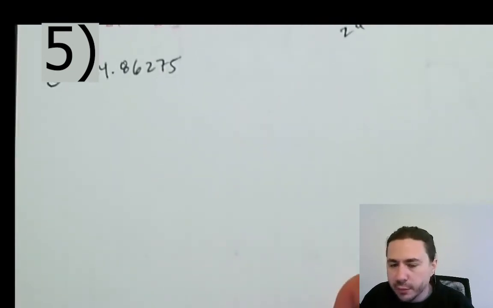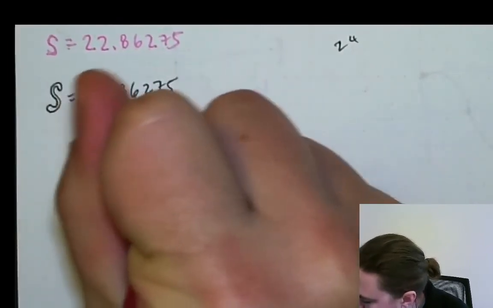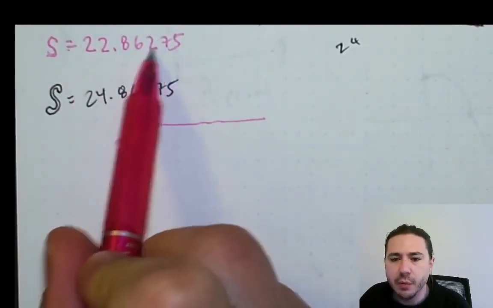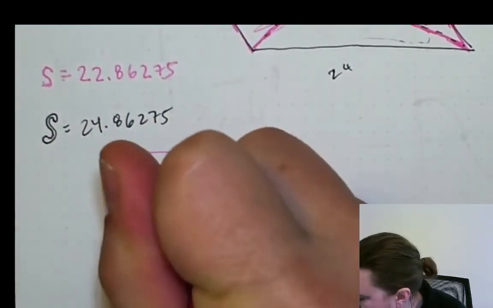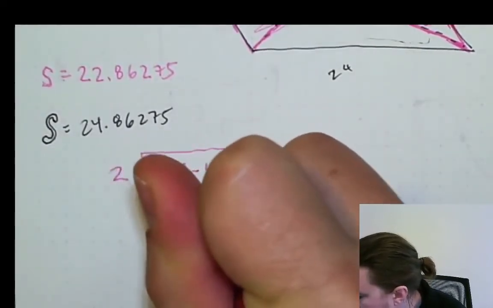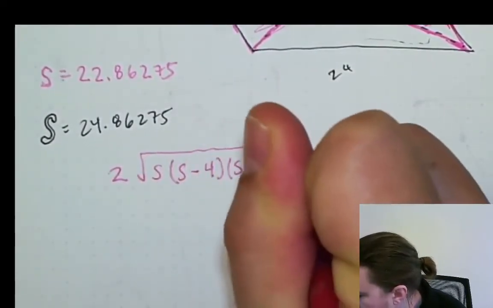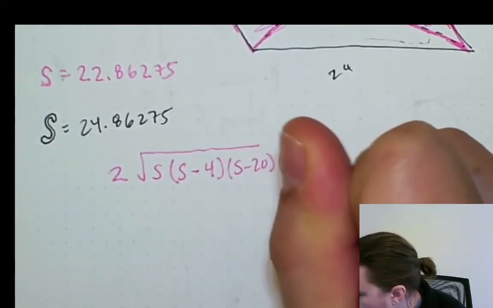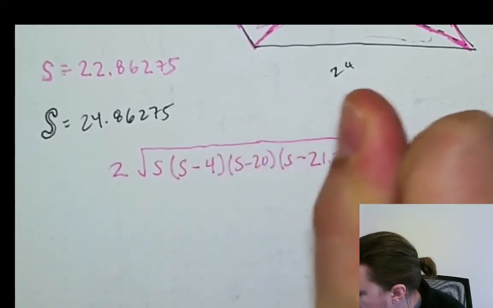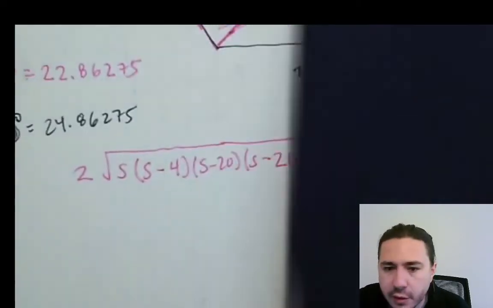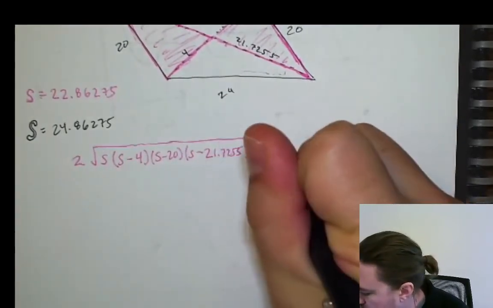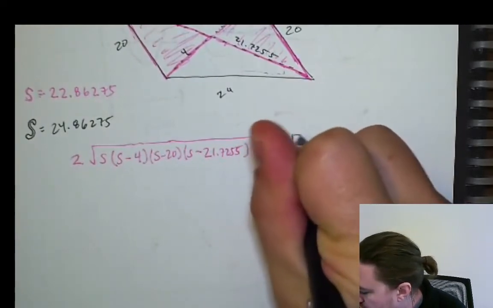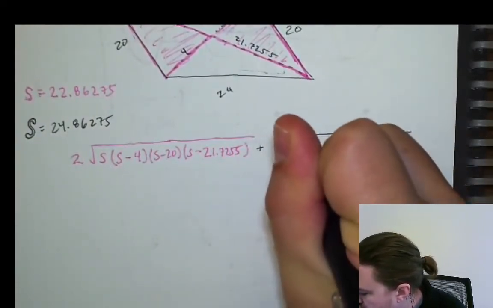So let me move this down a little bit. We're going to have 2 of the pink triangles, so 2 times the square root, and I'm just going to write s for now, but when I go to type it in the calculator, I'm going to type this whole thing in. So s times s minus 4 times s minus 20 times s minus 21.7255. I might have to zoom out for you to see it, because what we're going to do here is add the white triangles.